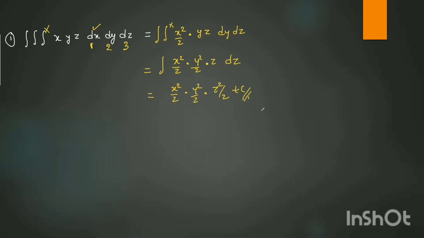Correct? Yes, sir. See, whether they give 3 integrations or 2 integrations, the procedure remains the same. You have to go one by one. And when you are doing with respect to one variable, other variables are constant. Check this one. Triple integration of 2 x square y cube z dx dy dz.